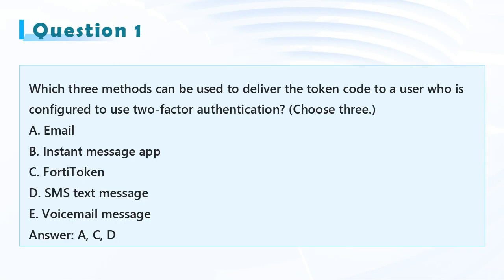Question 1. Which 3 methods can be used to deliver the token code to a user who is configured to use two-factor authentication? Choose 3. A. Email. B. Instant message app. C. FortiToken. D. SMS text message. E. Voicemail message. Answer: A, C, D.